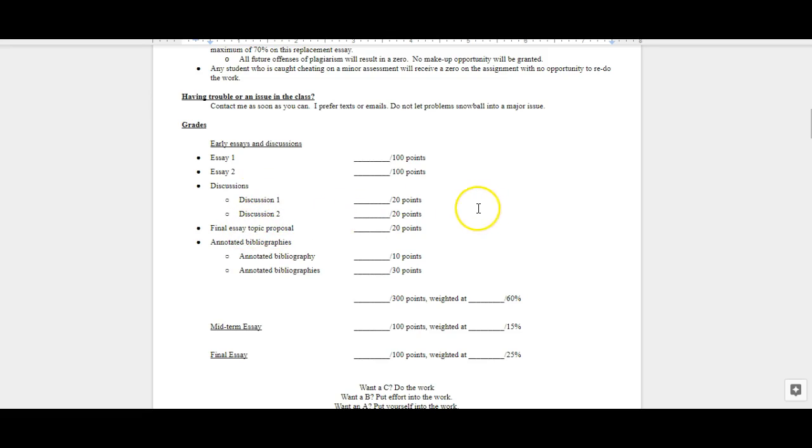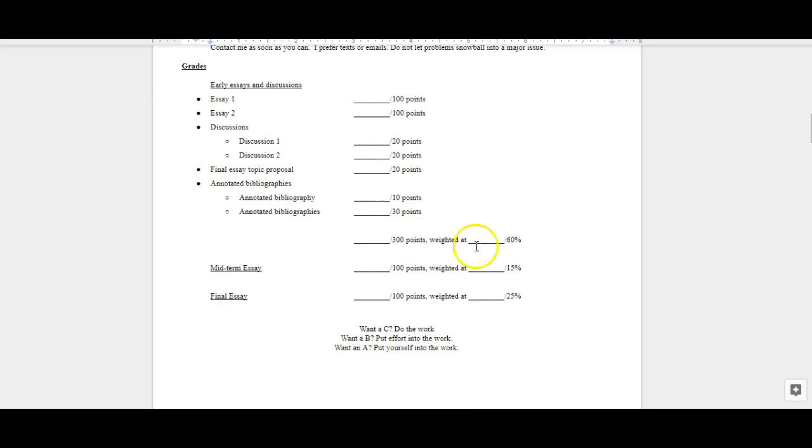When we get to the final essay, we'll do a topic proposal and annotated bibliographies, which is just a way of saying that we're going to document and note our research process. All of that counts under the early essays and discussions. Those go in at 300 points. Those are worth 60% of the course. Then we have the midterm essay, that is worth 15%, and your final essay will be worth 25%.